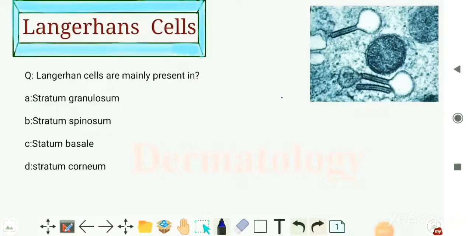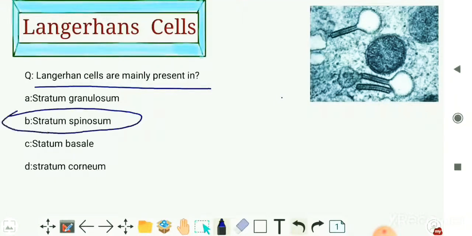Today my topic of discussion is Langerhans cells. Let's have a look at this question. Langerhans cells are mainly present in stratum granulosum, stratum spinosum, stratum basale or stratum corneum. They are mainly present in stratum spinosum. And these cells are antigen presenting cells. Therefore, these cells help in phagocytosis.